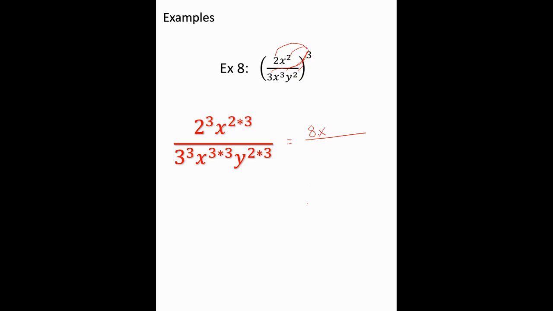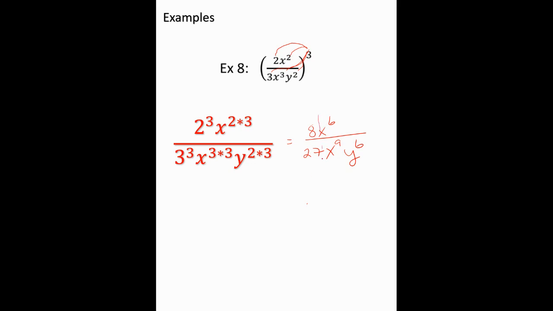Keep your base. Multiply your exponents. 2 times 3 is 6. On bottom, 3 to the 3rd power. That's 3 times 3 is 9. 9 times 3 is 27. Then keep your base. Multiply your exponents. 3 times 3 is 9. Keep your base. Multiply your exponents. 2 times 3 is 6.